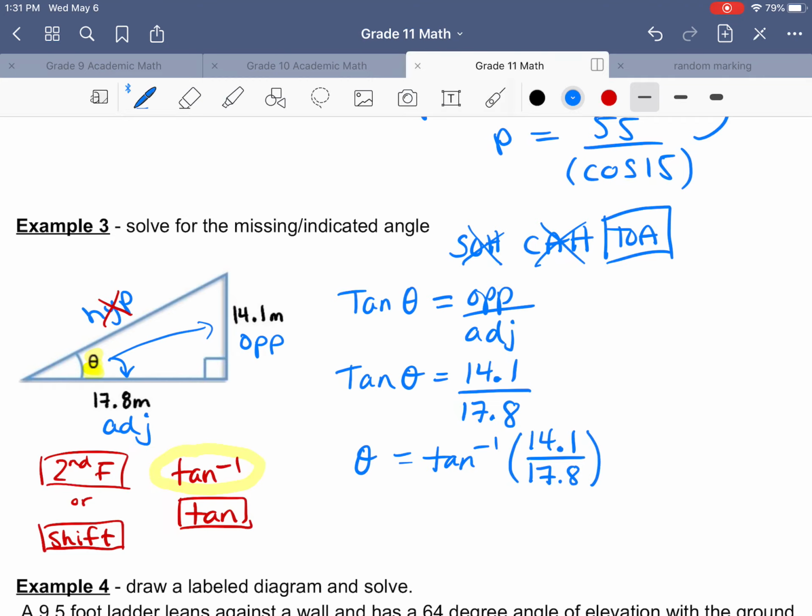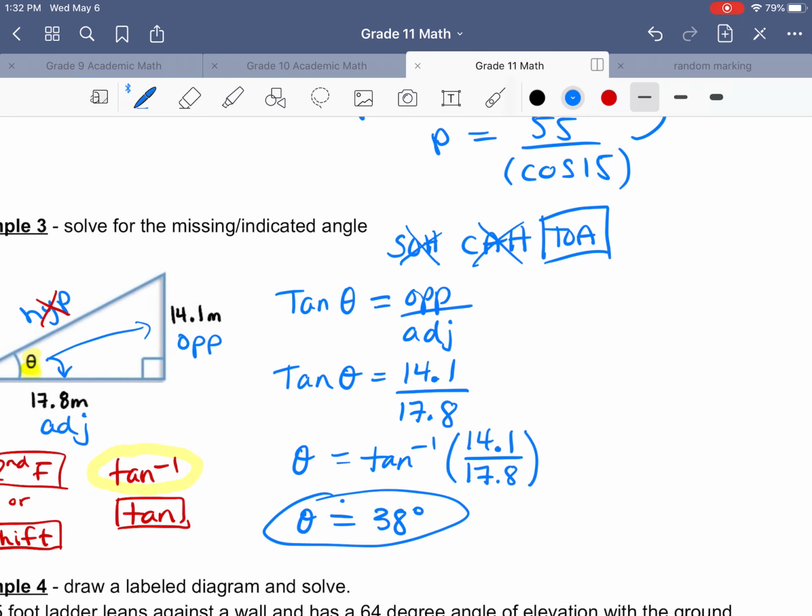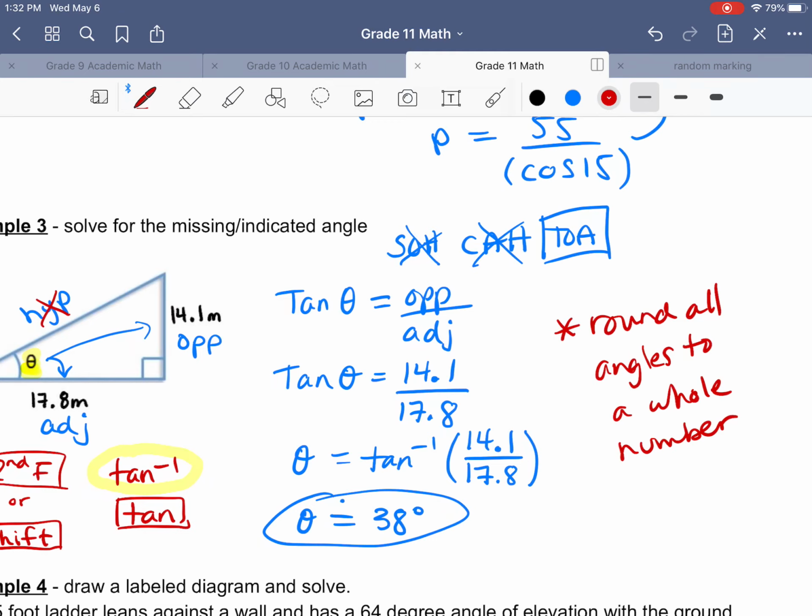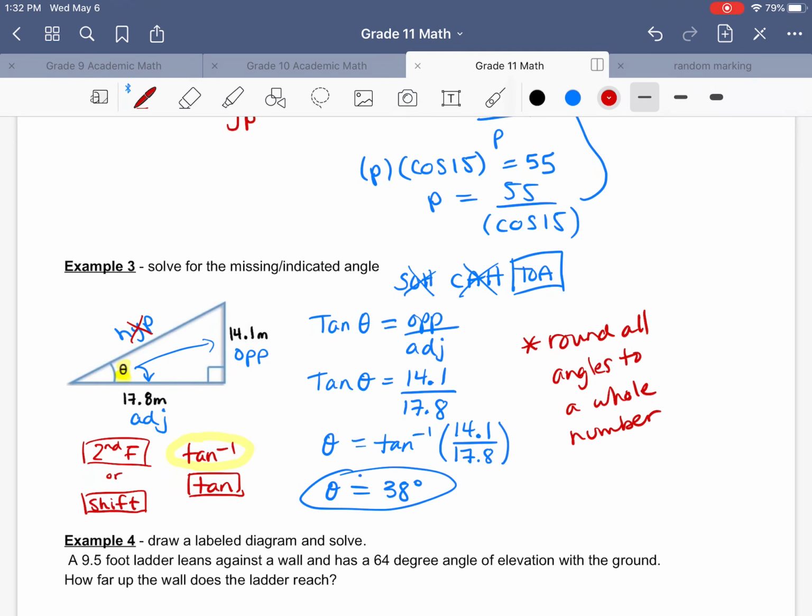If you're not sure, take a look at the calculator videos that are also included on the Google Classroom. So the answer you should get after you punch it into your calculator is approximately 38 degrees. Here, when we're looking for angles, we are always going to round angles to a whole number with no decimals. So let's write that down. Round all angles to a whole number. Okay, and we are finished that one.